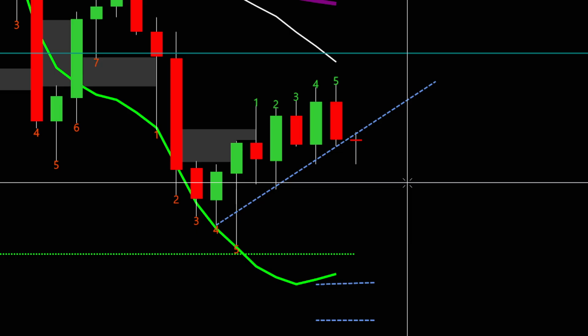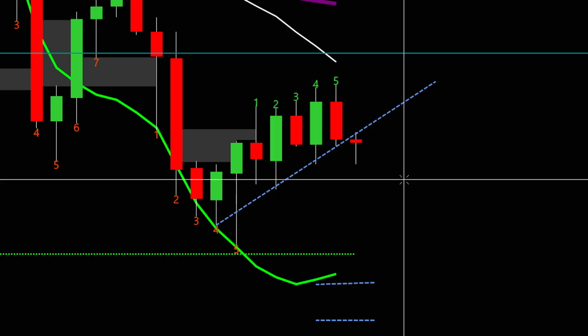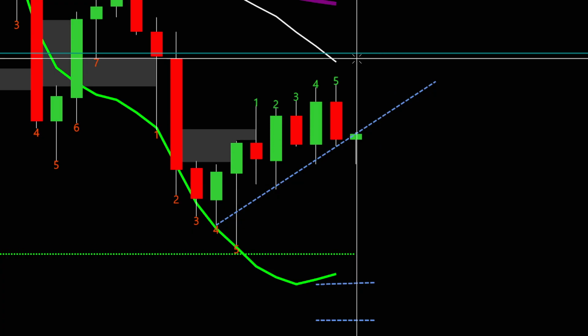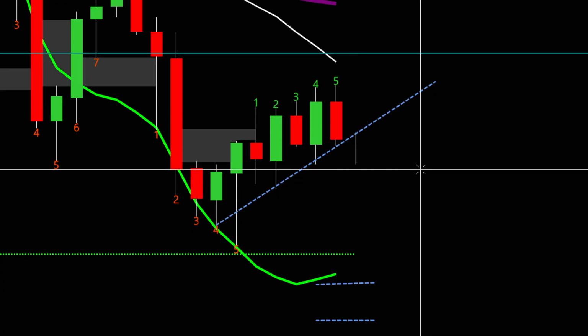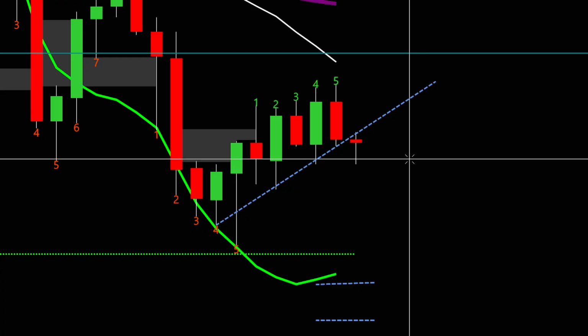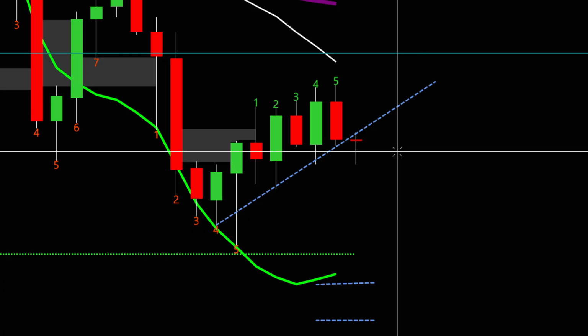Somebody's going to run out of money. If the buyers run out of money, we plummet. If the sellers run out of money, we head back up. Do you know which way it's going to play out? No. I don't want to be in this trade. I don't know what's going to happen.